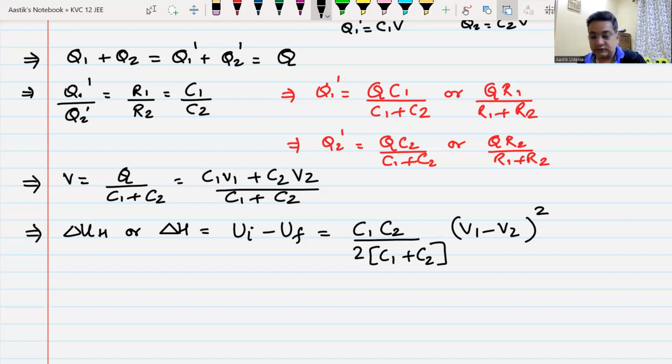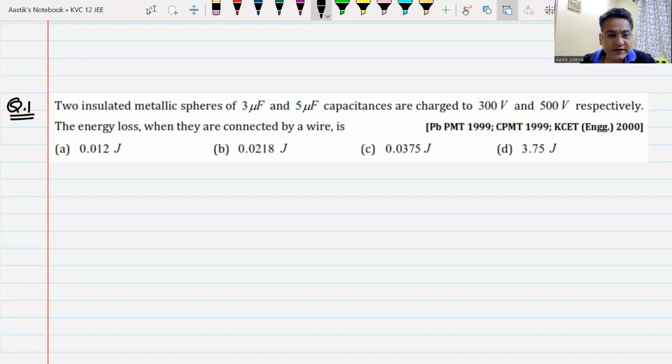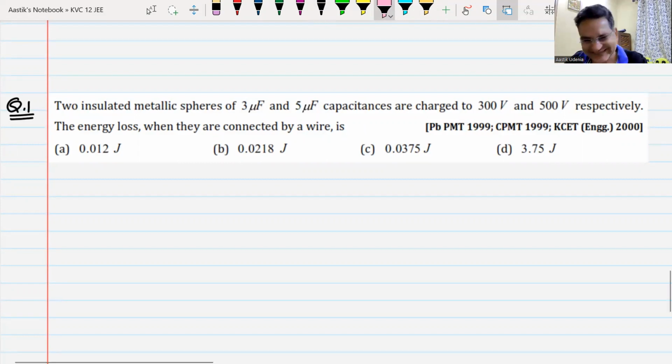Okay, comes this question, question number 1. Two insulated metallic spheres, 3 microfarad and 5 microfarad, are charged to 300 and 500 volts respectively. The energy loss when they are connected by a wire is, and you have 2 minutes to show me your talents. Option D is what I am getting from the students, and option D is wrong. Option C is the correct one.